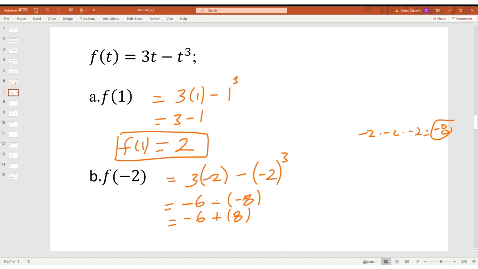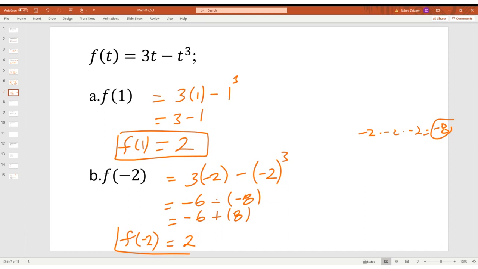And we said if you add two numbers with different signs, you subtract the numbers, which in this case is 8 minus 6, which is 2. And you keep the sign of the number with the biggest magnitude, the bigger absolute value. In this case, 8 is bigger than 6. That means 8 is positive, which makes the number positive 2. So you have f of -2 is positive 2. Excellent, Hugo. He has got the number right.